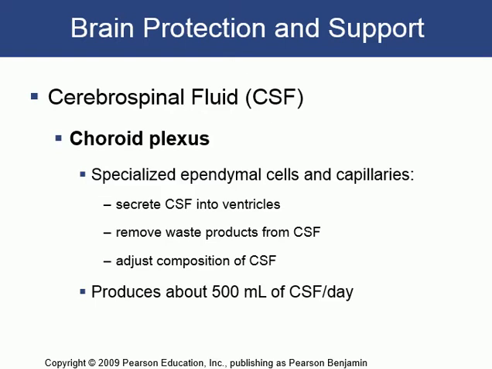We have choroid plexus, and the choroid plexus is what makes the CSF and removes the waste products, and they produce about half a liter per day. Okay, so what is the choroid plexus? These are plexuses, specialized ependymal cells and capillaries. They make CSF. They modify CSF. They remove the waste product from CSF. So it's all about CSF. Choroid plexus, CSF.